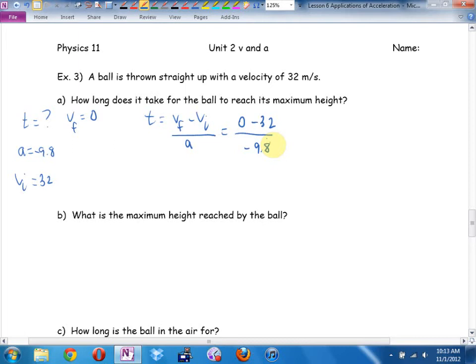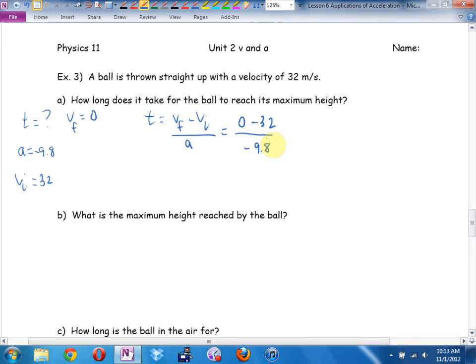I'm looking at the top. I notice it's negative. But is the bottom also negative? It's going to be a positive answer. What do you get? 3 point... Give me a few more decimals, and then we'll do the sig figs.